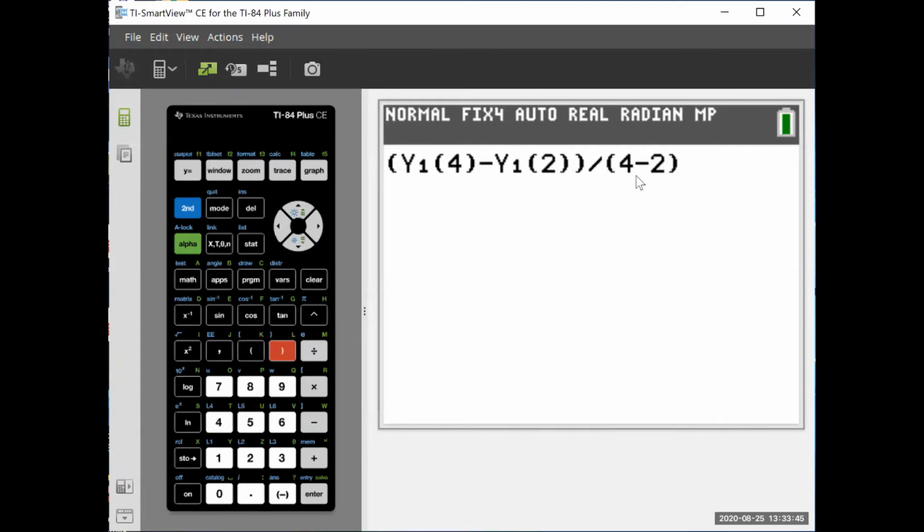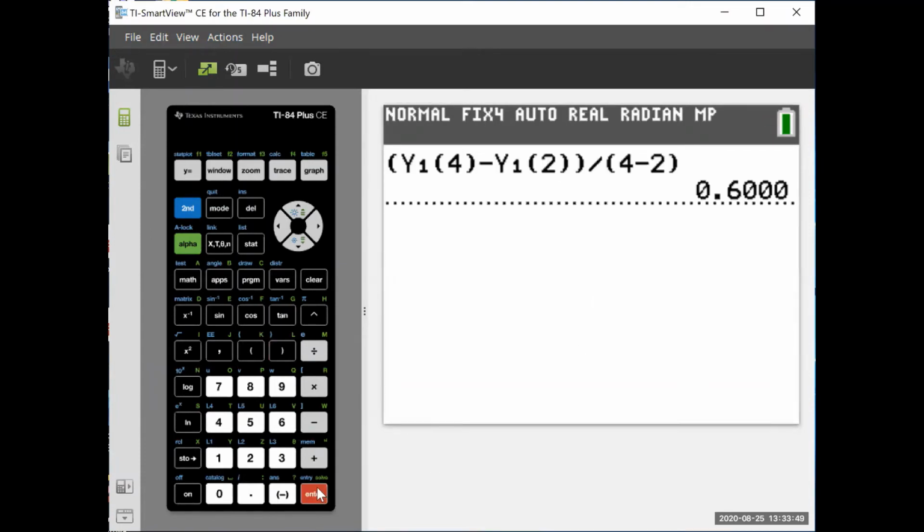If you look at the answer to the first part, we got 0.6. Hit enter, 0.6, there we go. So that is the quick way of doing it. If you know how to use the calculator, you can do it quickly like this. Let me show you the second part.